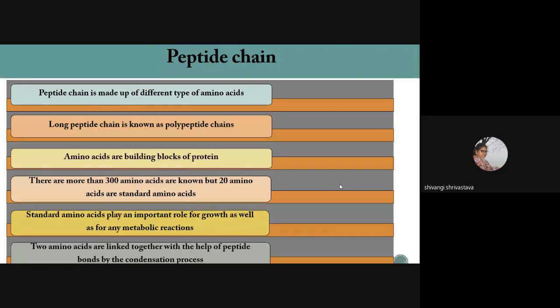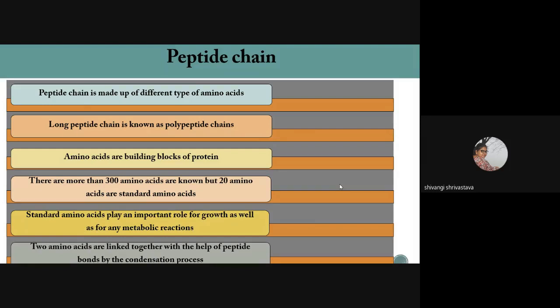What is that? Central dogma is first of all DNA replication, then transcription, and then translation. The whole process of central dogma involves enzymes and proteins. These proteins and these enzymes, which are also proteins, take part in those processes. So those proteins are made of the standard amino acids.